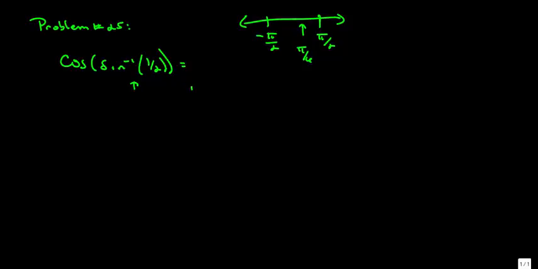So what I've got here is the cosine at pi over 6. And we know that the right-left movement at pi over 6 is square root of 3 over 2. So that's our solution.